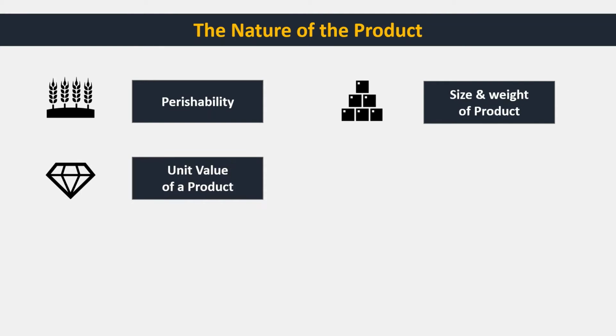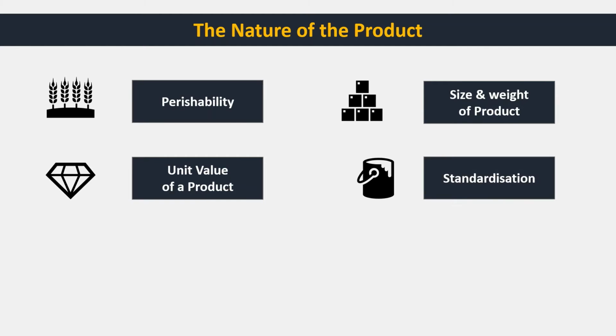Unit value of a product. Products with lesser unit value and high turnover are distributed by employing longer channels of distribution, such as household products like utensils, cloth, cosmetics. Standardization. Products of standard size and quality usually take longer time to get to market. For example, mobile phones and pens which are of standard in size reach the consumer through the wholesalers and retailers.